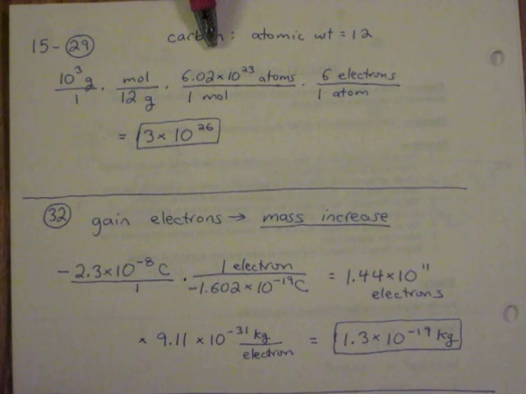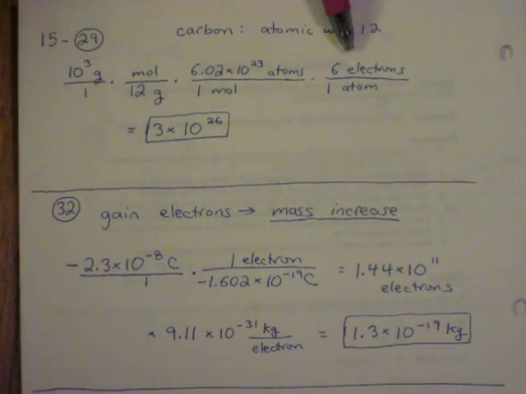Then you have to recognize that carbon is atomic number 6, meaning it has 6 protons. So if it's neutral, it's going to have 6 electrons to balance out those 6 protons. So we multiply by 6 electrons per atom. And we get 3 times 10 to the 26th electrons.